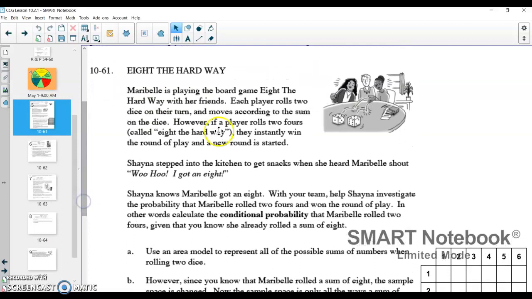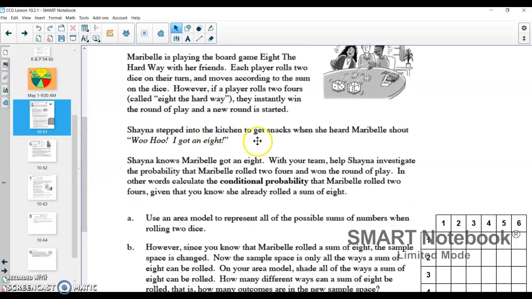So we've got to read the problem here too to understand what the game is. Maribel is playing the board game 8 the hard way with her friends. Each player rolls 2 dice on their turn and moves according to the sum on the dice. However, if a player rolls 2 4s, called 8 the hard way, they instantly win the round and a new round is started.